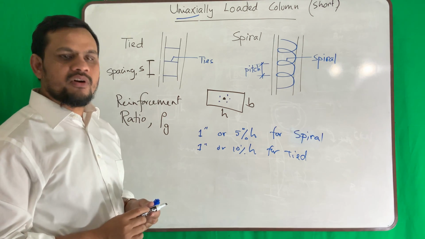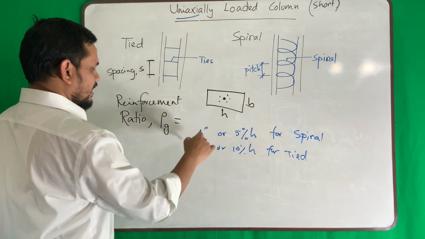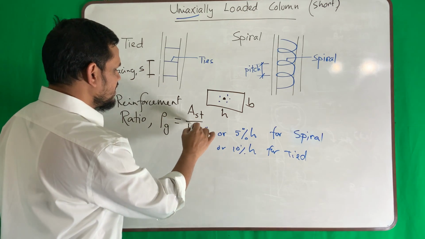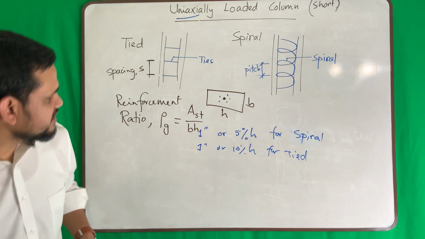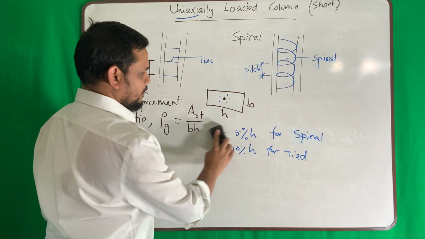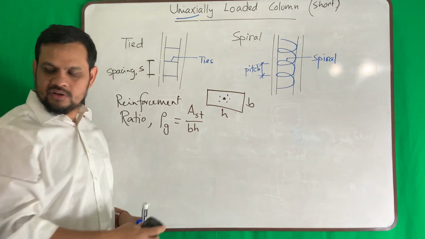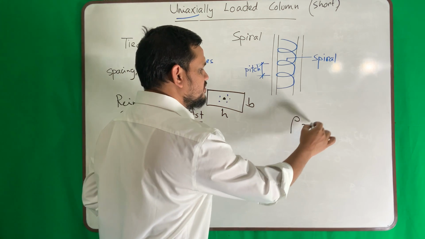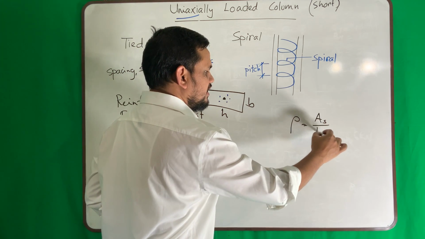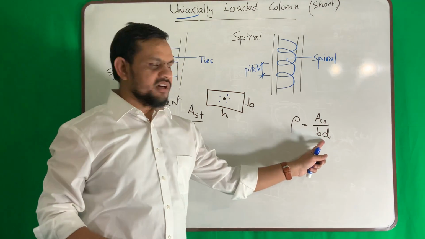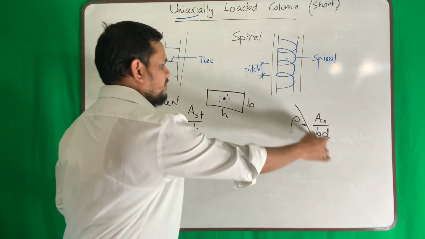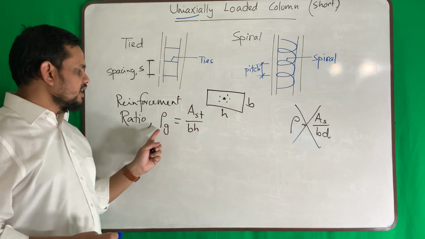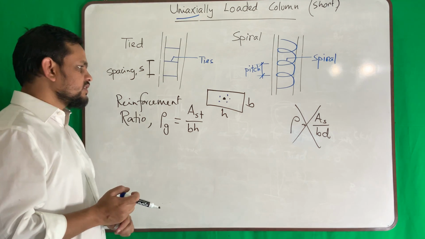Why g? g means gross. That means reinforcement ratio is area of my reinforcement, Ast, steel, divided by bh. Why bh? That means we consider the entire section. You can remember in beam design, when we design beam, we used to use As divided by bd. We do not use that for column. For column, it is gross area, the entire area, bh. This is why we call rho g. So that is the reinforcement ratio.